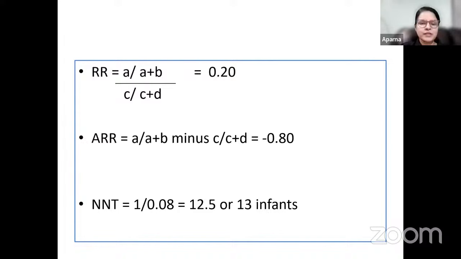Now, NNT, which is the most important statistic for governance and policymakers, is the number needed to treat for significant benefit to be achieved for at least one baby. So this is given by the formula 1 divided by ARR, 1 divided by absolute risk reduction, which is 0.08. Because absolute risk reduction is represented as a percentage, it will become 0.08. Now, this is equal to 12.5, or when rounded up 13 infants. So what it essentially means is you may have to actually treat 13 infants in order to prevent NEC in one infant.